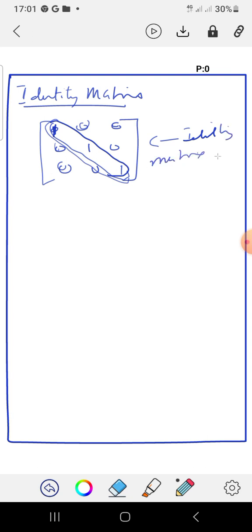The thing about the identity matrix is that when you multiply it by another matrix, it returns that other matrix back. It doesn't change what you have. That is it. That's the identity matrix.